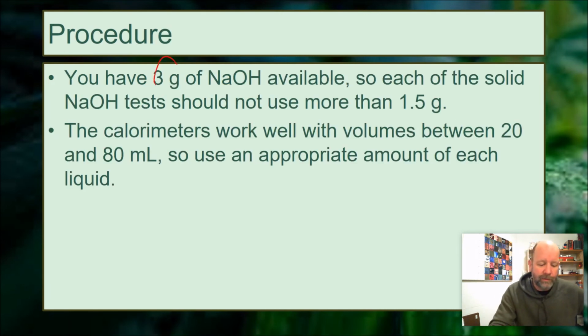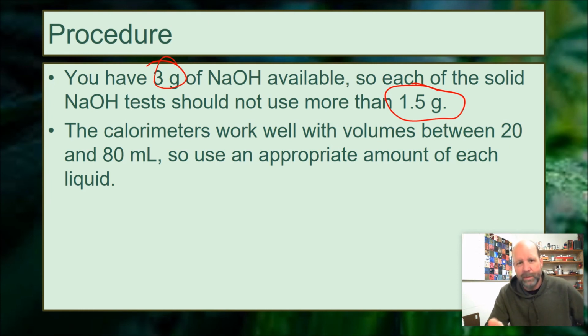We will have a total of 3 grams of sodium hydroxide available for each group, so make sure your tests don't use more than 1.5 grams. You'll be weighing it out, and they're in pellets, so you're going to have to get enough pellets to be close to 1.5 grams, but not over 1.5 grams. So it's going to be some value that is not exactly 1.5, and you'll need to record that value, of course. Calorimeters work well with volumes between 20 and 80 milliliters, so think about that as the total volume. You want the volume to be closer towards the 80s, so make sure the liquid you're adding approximates 70 to 80 milliliters.